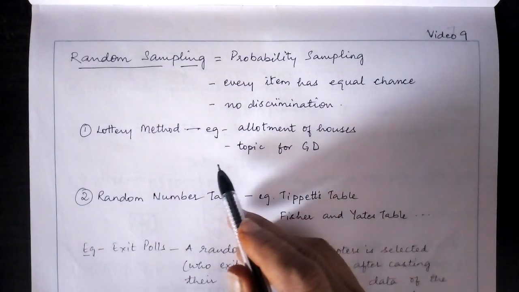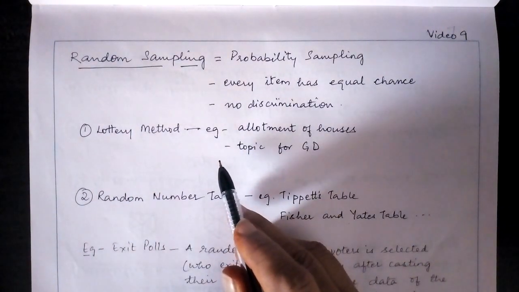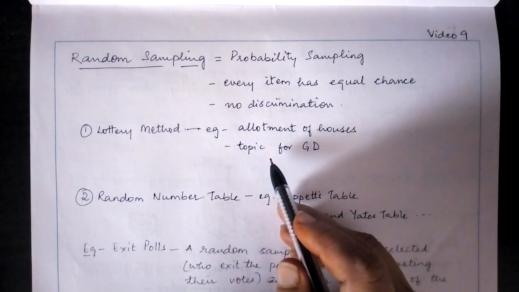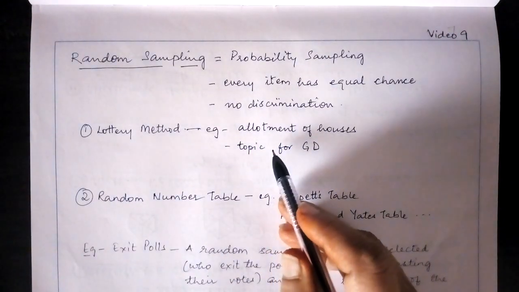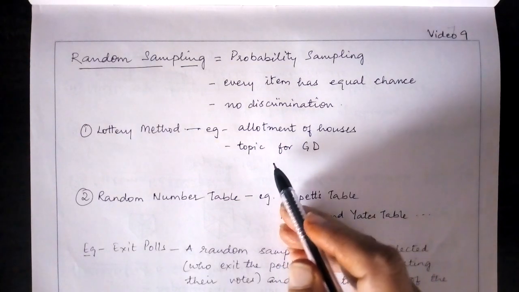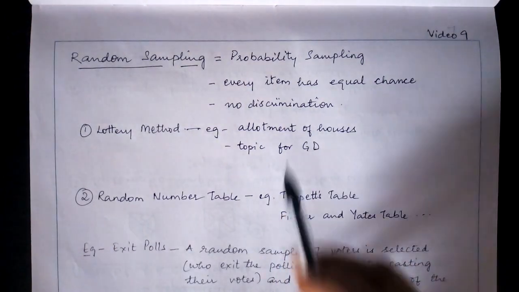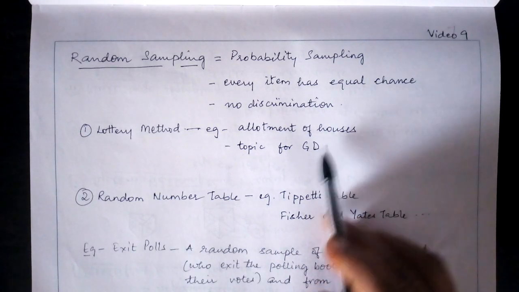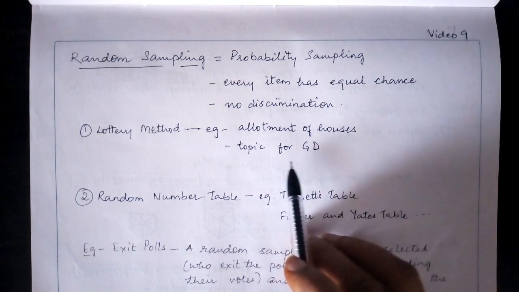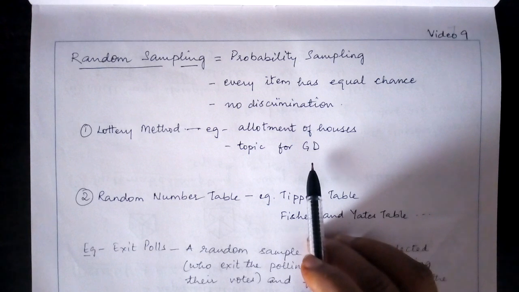The first of the random sampling methods is the lottery method. This is the simplest method of selecting a random sample, in which any one of them has an equal chance of being selected. The examples being allotment of houses or selection of a topic for a group discussion.